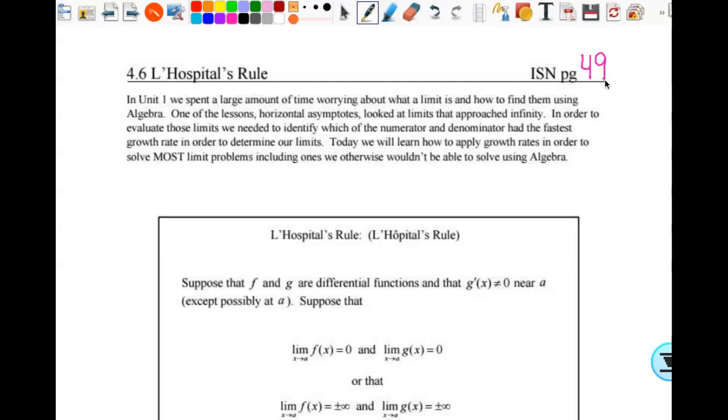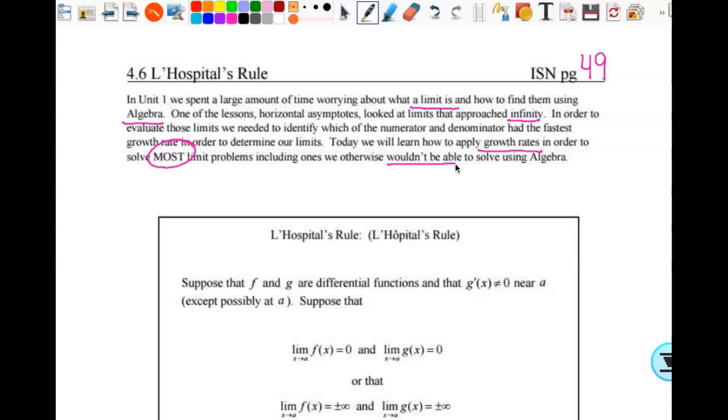Okay, so in Unit 1, we spent a large amount of time worrying about what a limit is and how to find them using algebra. One of the lessons, horizontal asymptotes, looked at limits as they approach infinity. In order to evaluate those limits, we needed to identify which of the numerator and denominator had the fastest growth rate in order to determine our limits. Today we will learn how to apply growth rates in order to solve most limit problems. So not all limit problems, but most limit problems, including ones we otherwise wouldn't be able to solve using algebra.